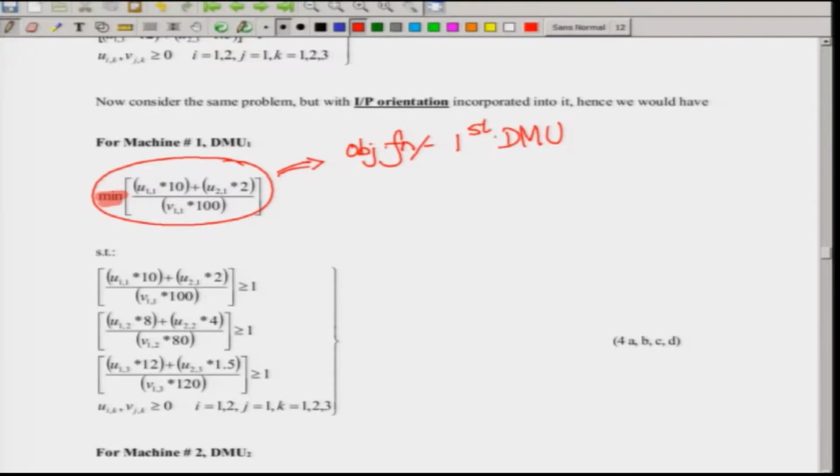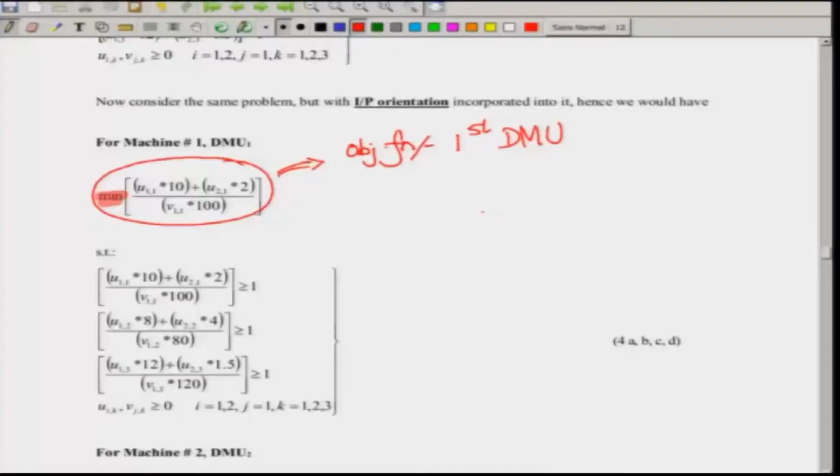What do you have for the constraint? If you remember, for the input oriented model the constraint was formulated accordingly. I will write the general way of writing the constraints. It was input by output greater than 1. In the output oriented model it was the actual efficiency, which was output by input less than 1.